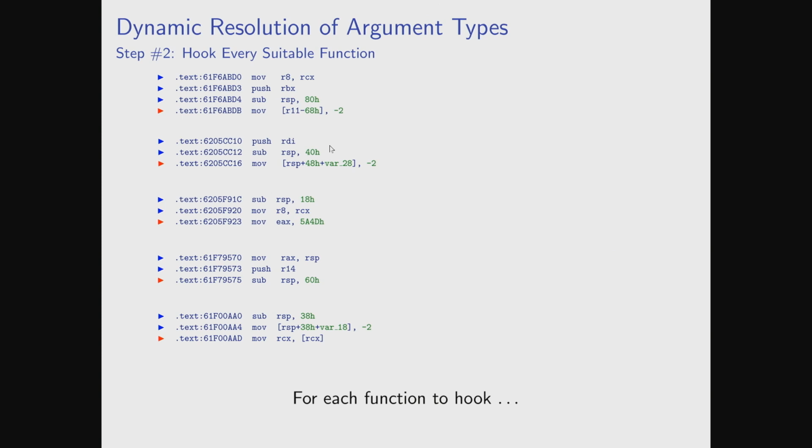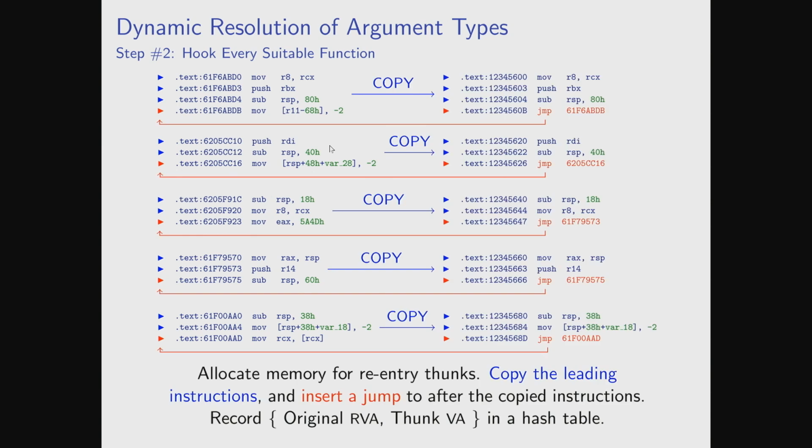Now for every function that we collected metadata about, I'm just going to hook every function in the binary, copy the leading instructions into some other memory that we've allocated, and insert a jump back after those copied instructions. This is our re-entry thunk. This is if we want to actually call this function in a non-hooked fashion, this will do it. Then we record this information in a hash table, basically where is the new function entry for every function.